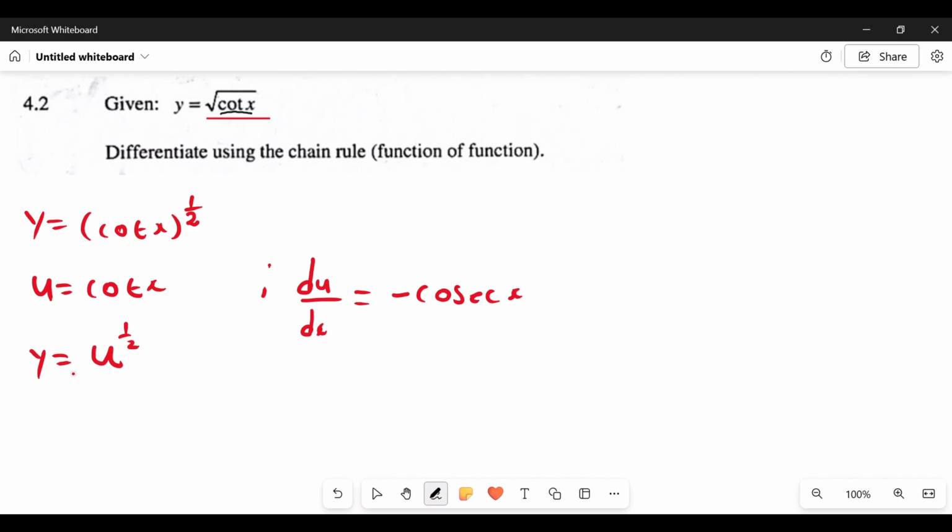But then what about the derivative of u to the power of half? Again, here, do not forget, it's going to be dy over du. This time around, we are deriving y with respect to u. Right, so this is a standard derivative. It's very simple, guys. You have to multiply by the exponent, and then you subtract 1 from the exponent. And then this is going to give you half multiplied by u to the power of negative half. So this is the final derivative here.